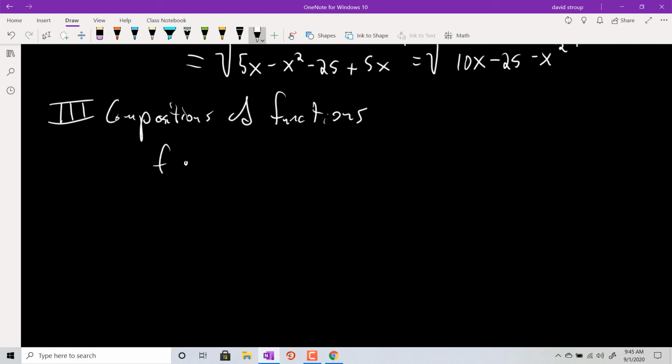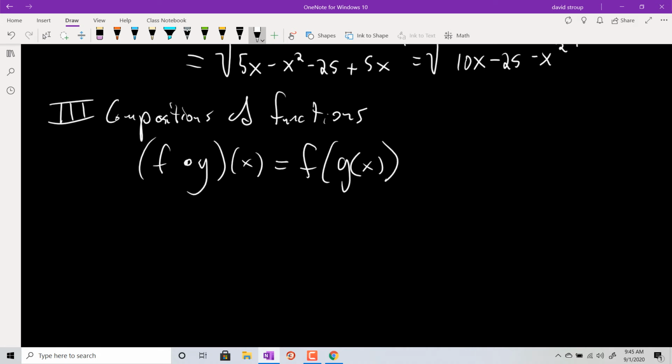And I believe we've introduced this notation before. This should be a little open dot. f of g of x is f of g of x. You're putting g of x inside of f of x. Okay. So how does the domain work this time?